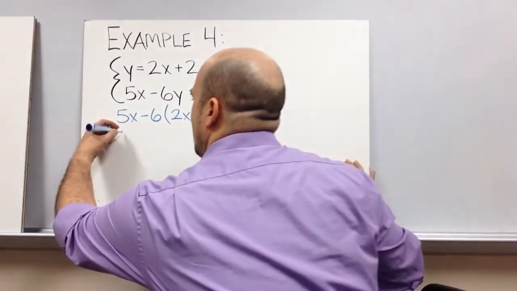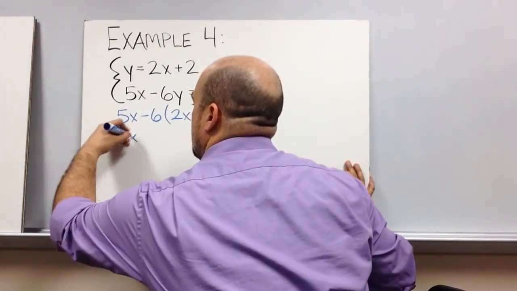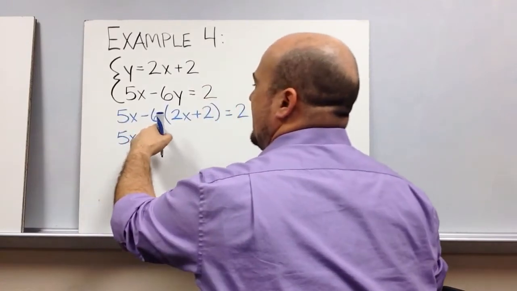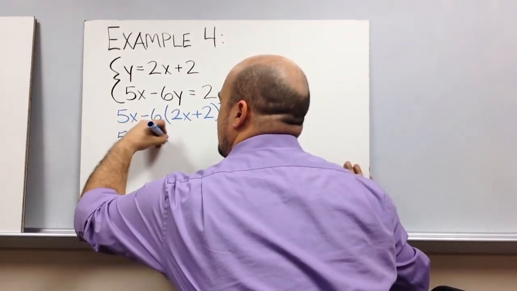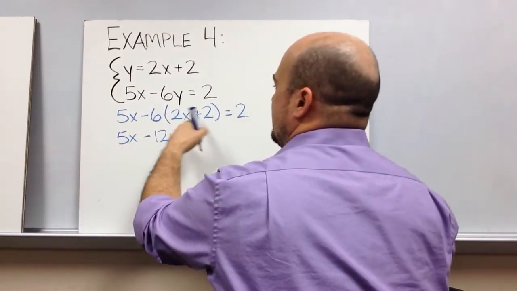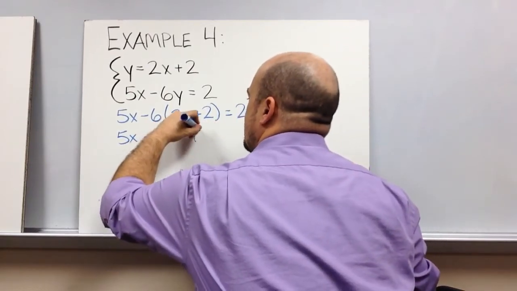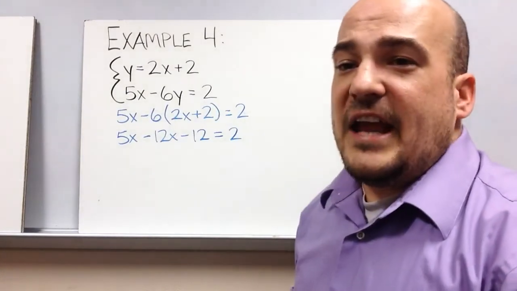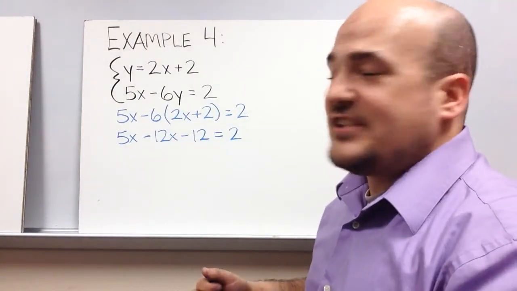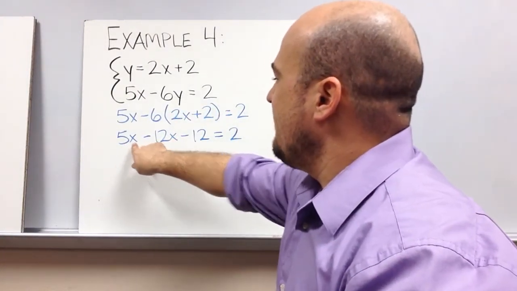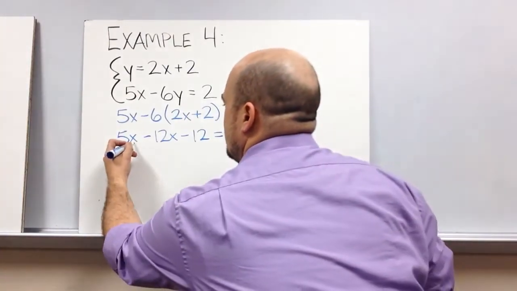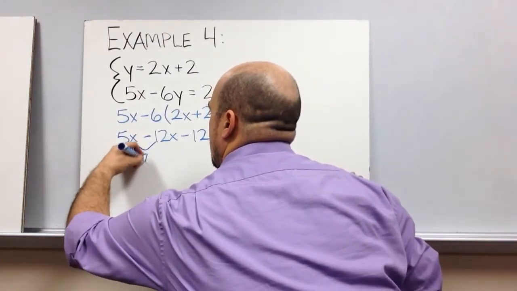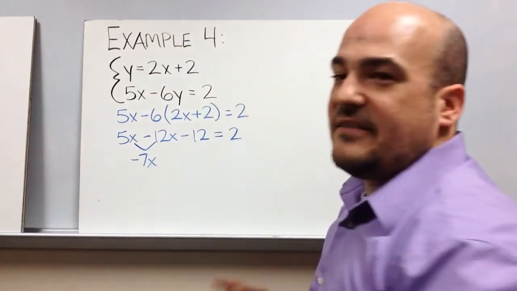So I've got 5x minus negative 6 times 2, which is negative 12x. And then negative 6 times 2 is minus 12 equals 2. Again, now I can combine like terms. So I look for the x's. I've got a 5x and a negative 12x. I combine those. That's negative 7x.